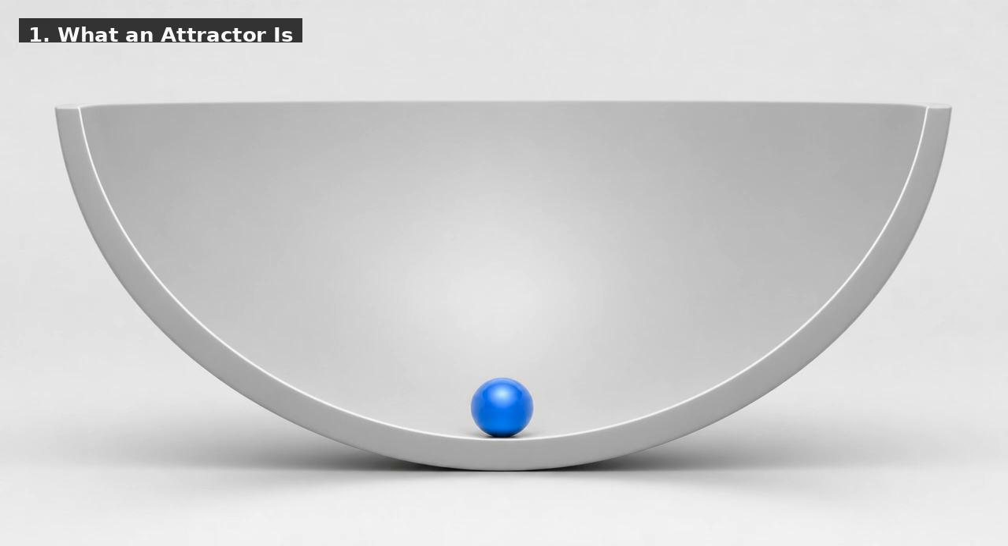Now let's see what an attractor is. Drop a marble into a smooth curved bowl. It rolls around, then rests at the bottom. That resting spot pulls every nearby path inward. An attractor is the shape a path keeps approaching.